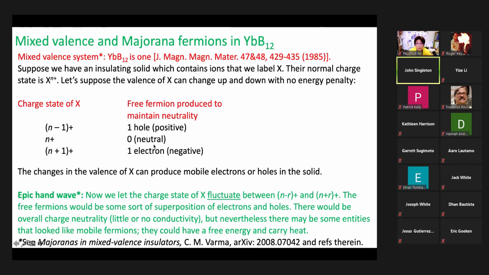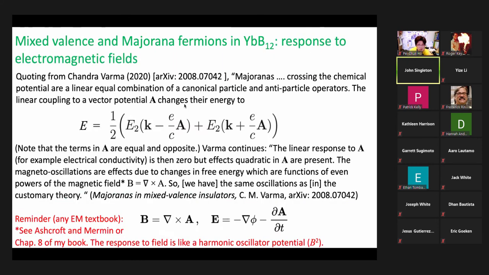Now, in a way, you can regard an electron and a hole as being like a solid state particle and antiparticle. What we've got here, because you've got this fluctuating thing, is something that looks like a mixture of both. So it's looking rather like a Majorana fermion. So what about the interactions?